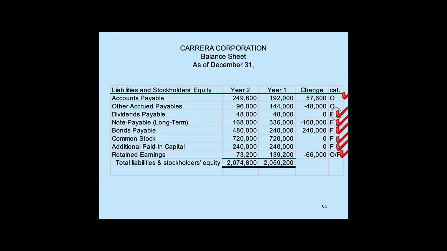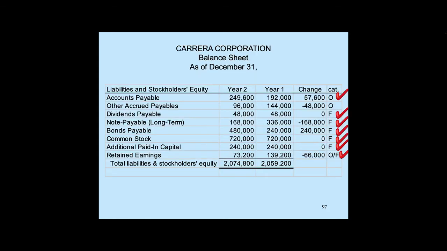Other accrued payables, things like utilities, went down from 144 to 96. The way you get that to happen with a debit is a credit to cash, and so that's a use of cash. We're going to say that's a decrease in accrued payables, and we can now check off that one. Notice that we've now checked everything on both the asset side and here on the liabilities and stockholders' equity side.